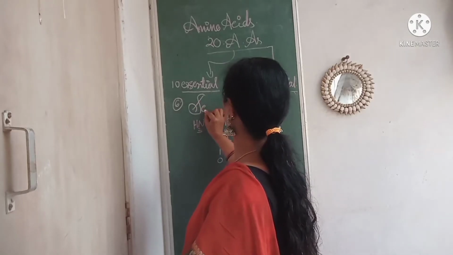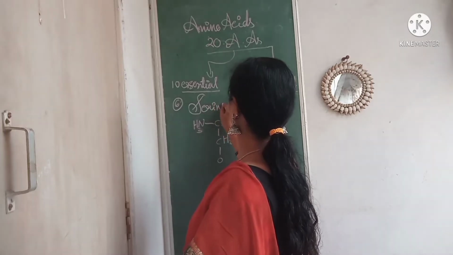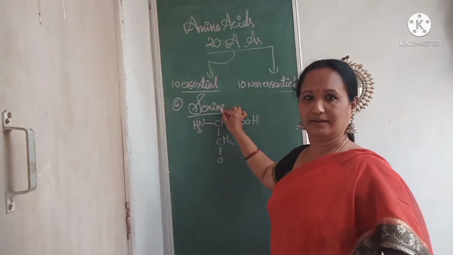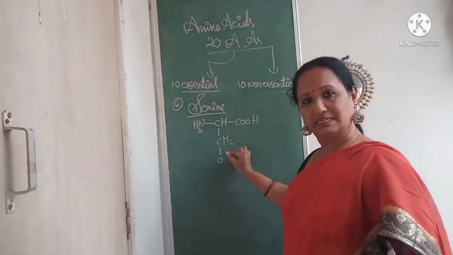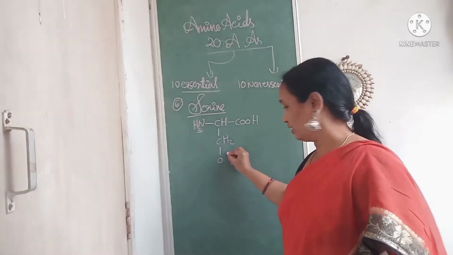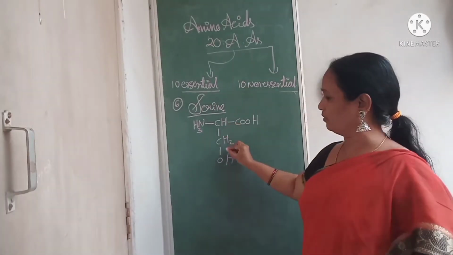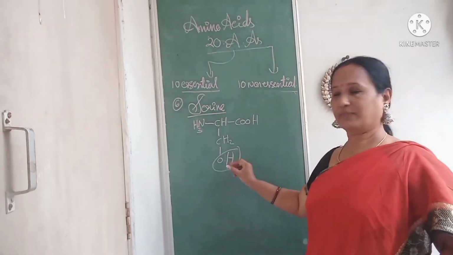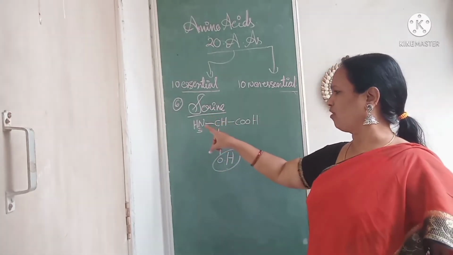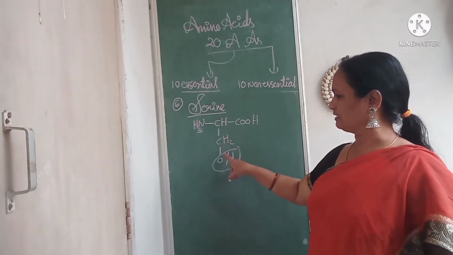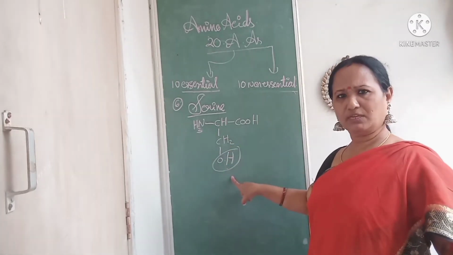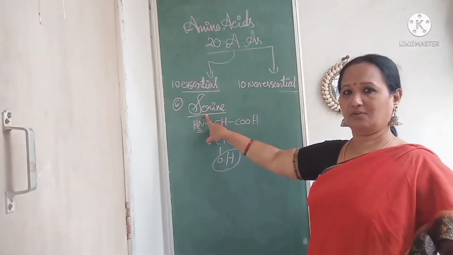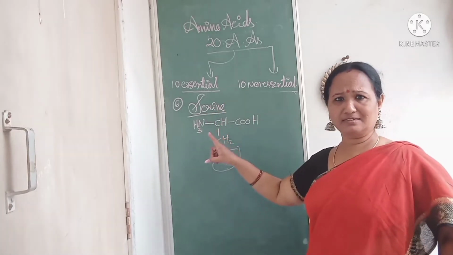That's it. In the case of serine, we can observe CH2 and an OH group; a hydroxyl group is added. On the other hand, in the case of cysteine, it is CH2SH, where sulfur is added. That is the difference between serine and cysteine. Since these two are of a similar kind, we can remember them easily.